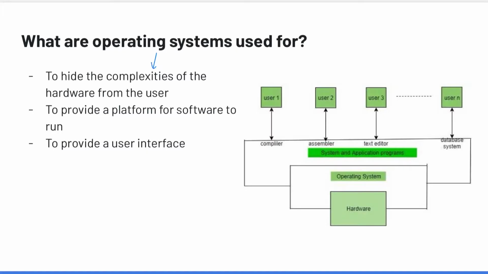So they hide the complexities of the hardware from the user. So for example, if you need to interact with a processor, then there's a lot of code that goes into that particular interaction. And every time you want to execute something on your CPU, you don't want to have to write or execute the code in order to be able to do that. That would just take an absurd amount of time. It'd be super, super difficult for the average user. And this is where the operating system comes into play. You can just click a button and all of that is done for you.